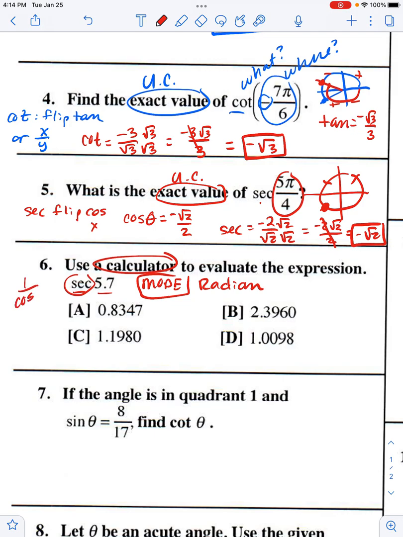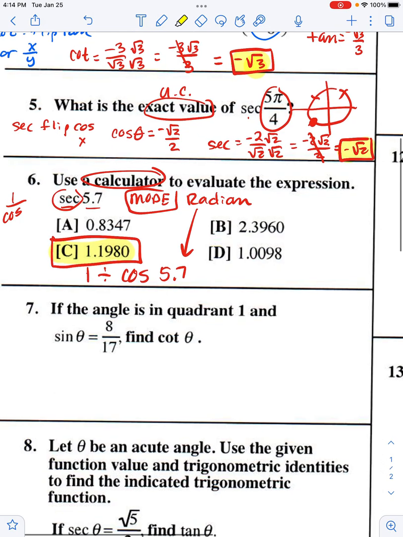And then secant is 1 over cosine. It flips that over. Since there's not a secant button on my calculator, what I type in is 1 divided by cosine 5.7 while in radian mode. And if you do that, you're going to come up with an answer that is C, like the best match is C.